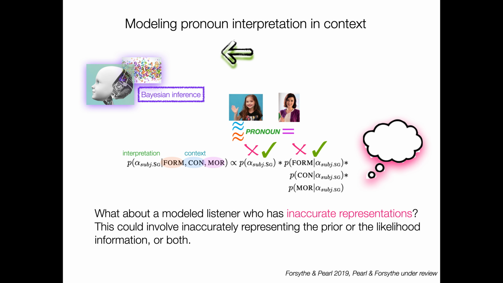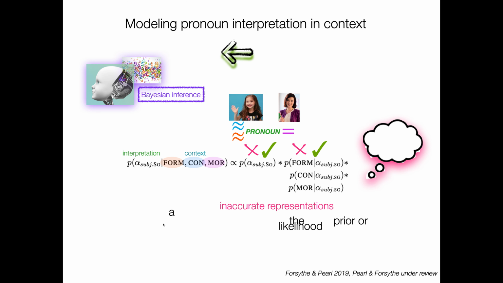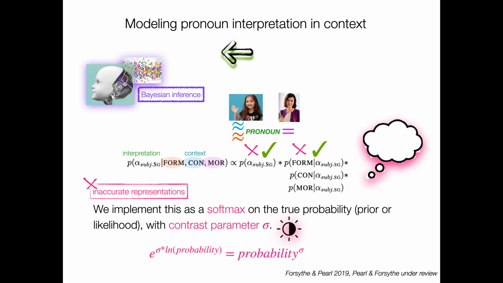Now, what about a modeled listener who has inaccurate representations? This could involve inaccurately representing the prior, or the likelihood information, or both. So in this case, what we're going to do is implement this as a softmax on the true probability, the prior or the likelihood, with what we're calling a contrast parameter, sigma. So the softmax function is this. What it ends up working out to is raising the probability to that parameter, sigma.